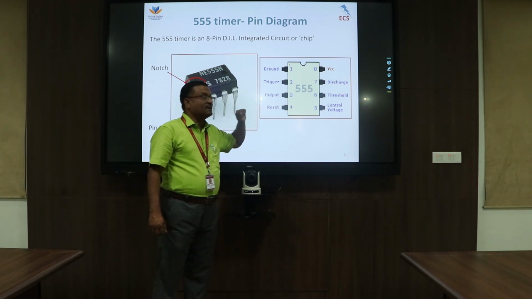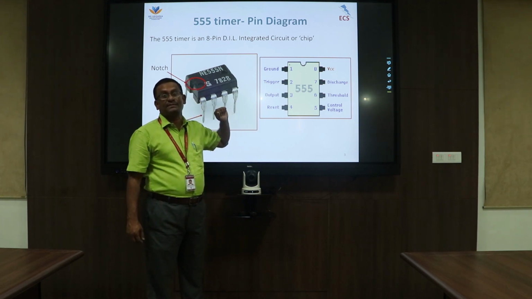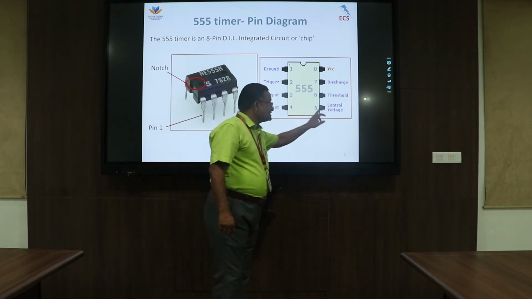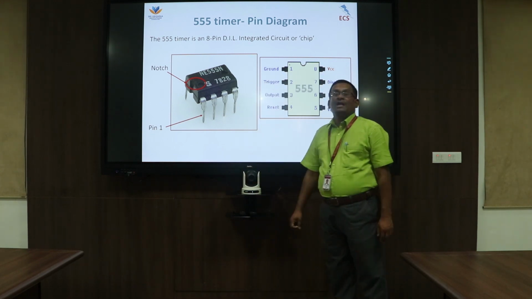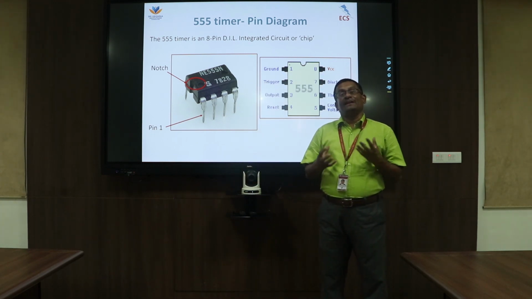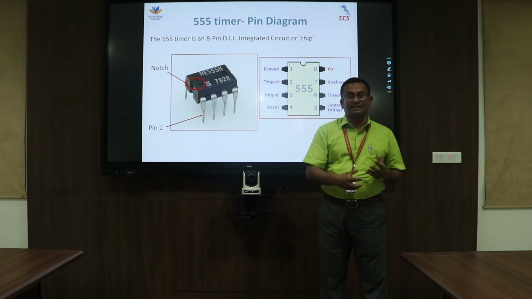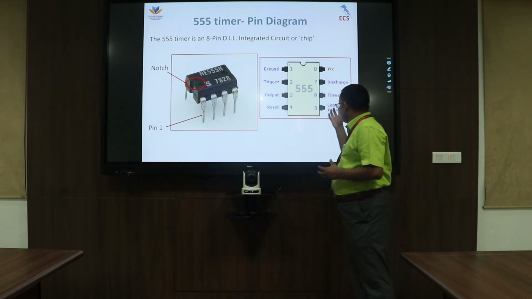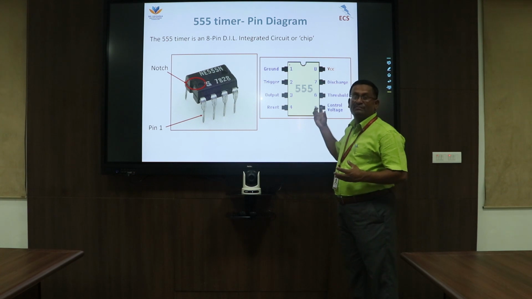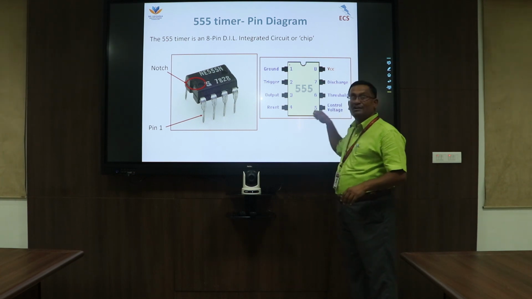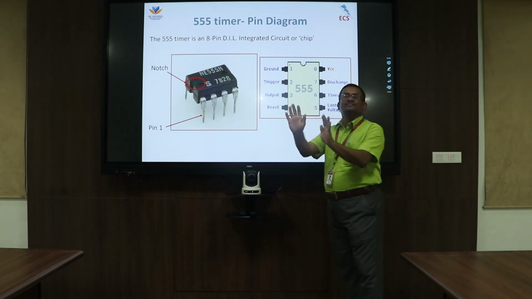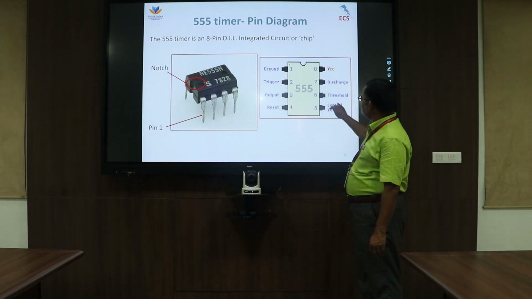The fourth pin is called reset, and it is always connected to plus VCC. The fifth pin is the control voltage. What is its application? When the 555 is used as a voltage controlled oscillator, we connect a power supply to pin number 5 and vary it. According to the variation of the external control voltage, the output varies. This is the use of pin 5.